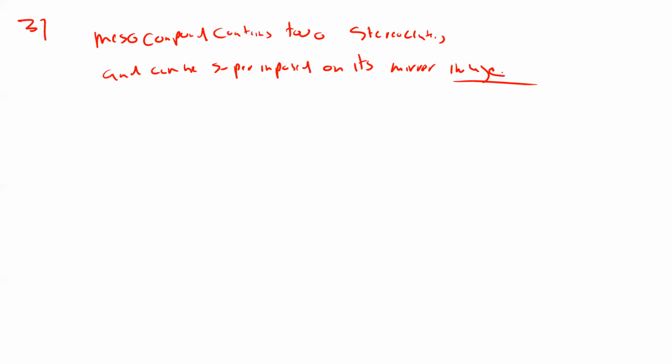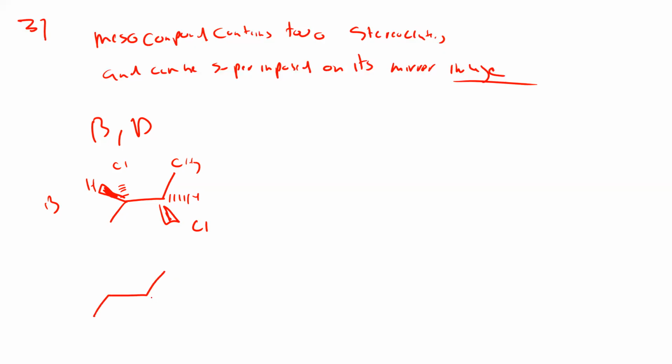So we're going to select B and D. Reason for that is, let me see. This is B right here. D. These are chlorine. This would be S. This would be R. And this would be R and S.